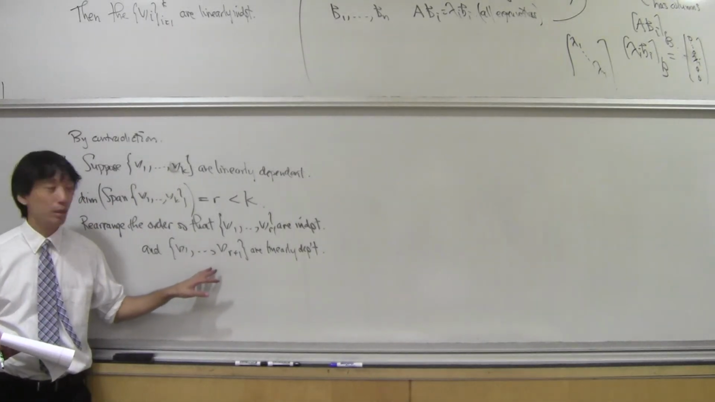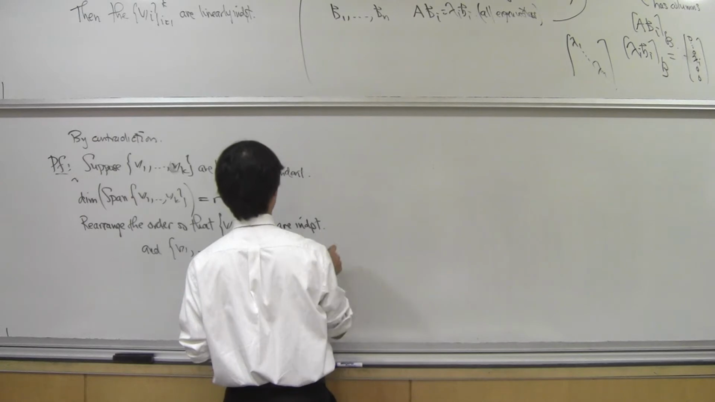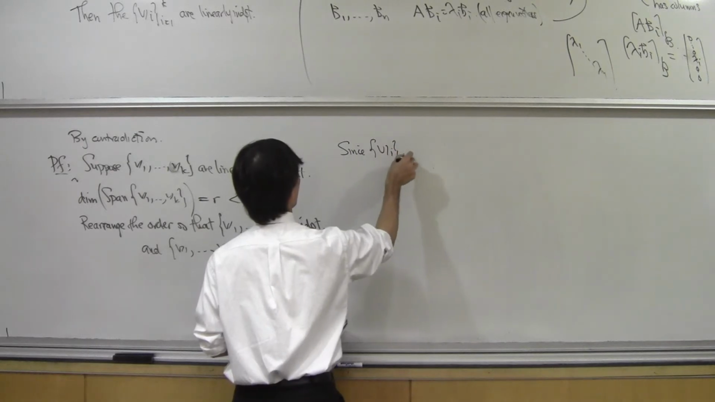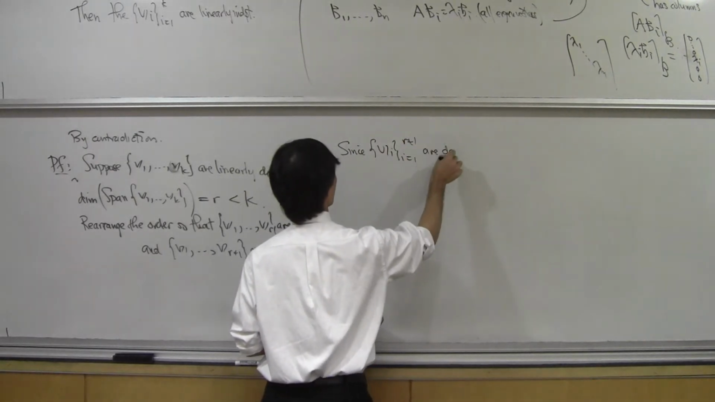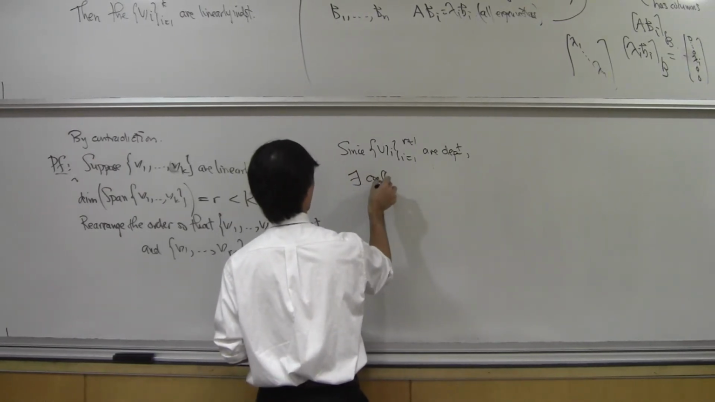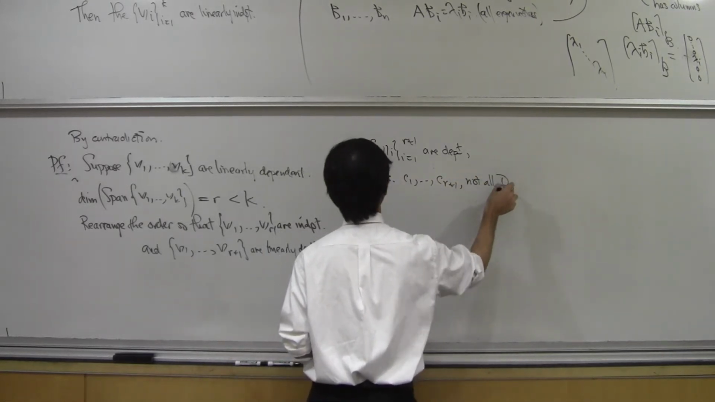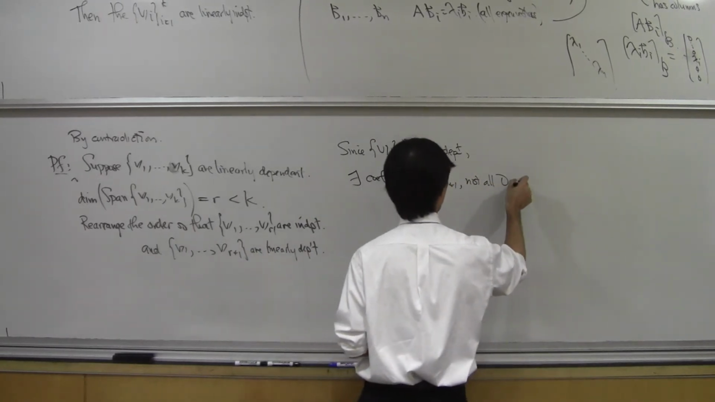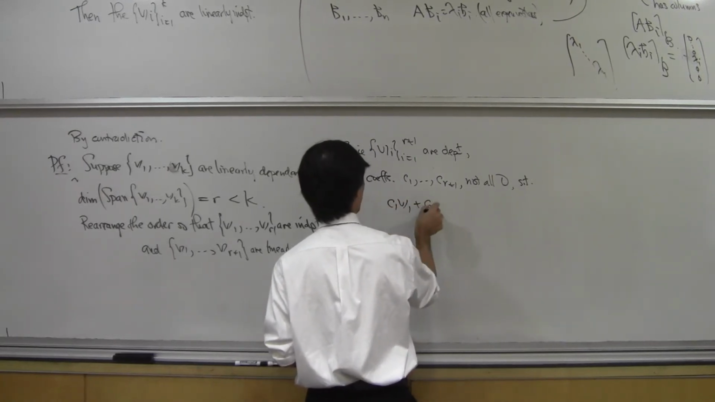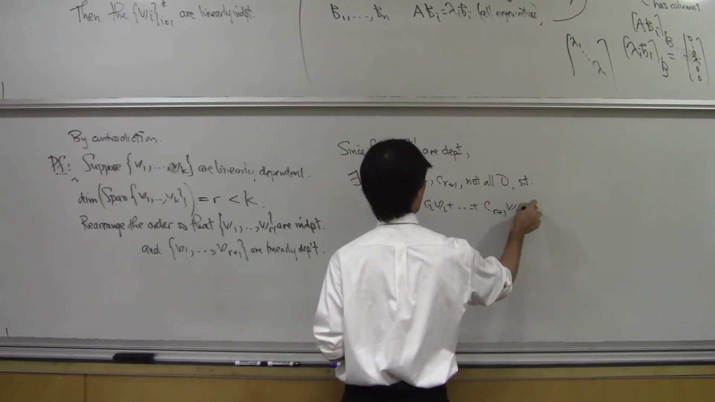Everybody all right? So you say, okay, well, these guys are linearly dependent. So since these guys are dependent, we know that there exist coefficients c1 through c(r+1), not all 0, such that c1 V1 plus c2 V2 plus ... plus c(r+1) V(r+1) is the 0 vector.